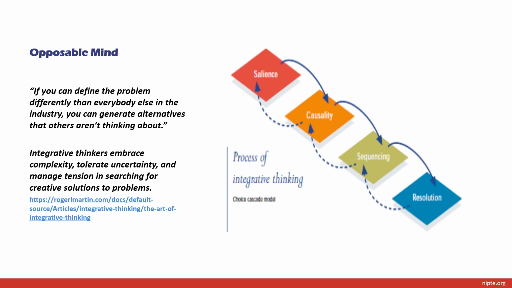And the case examples we talked to you about, levothyroxine, phenytoin, are old examples. And we have not been thinking about these challenges, problems in ways that actually resolve and prevent the failures and recalls. So here is an opportunity, learning from these case examples, to think differently. Integrative thinkers embrace complexity, tolerate uncertainty, and manage tensions in searching for creative solutions to problems.